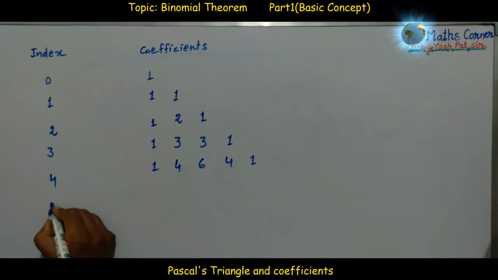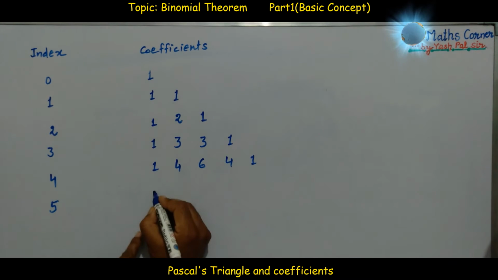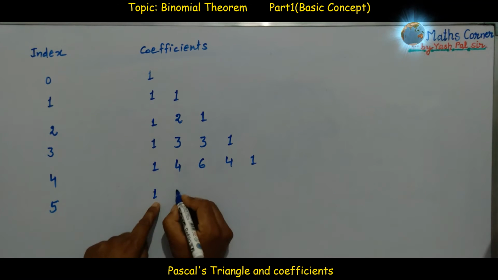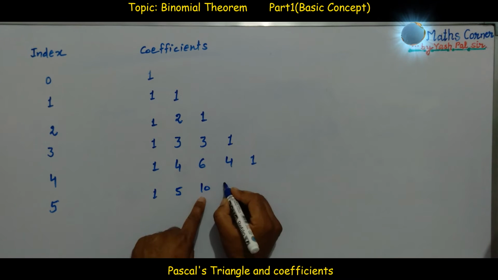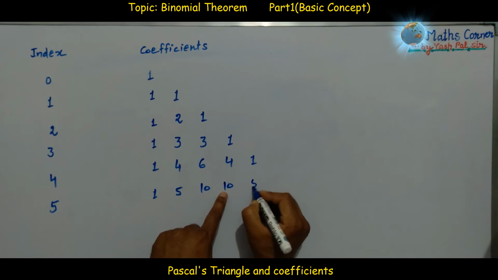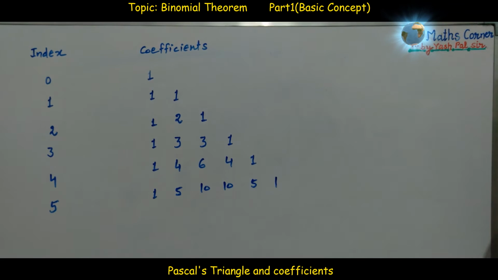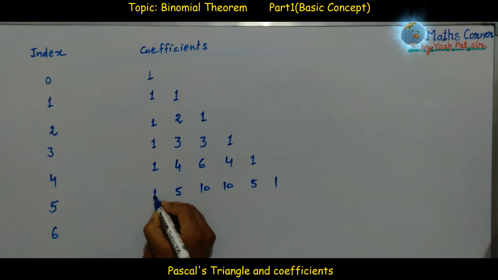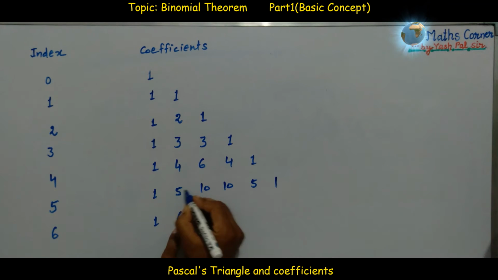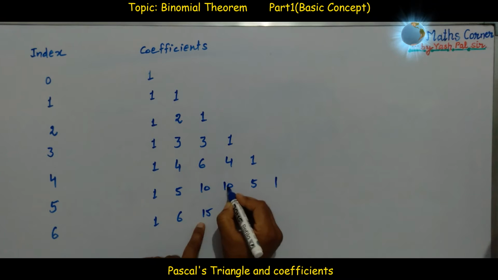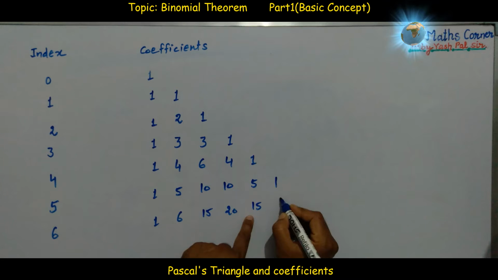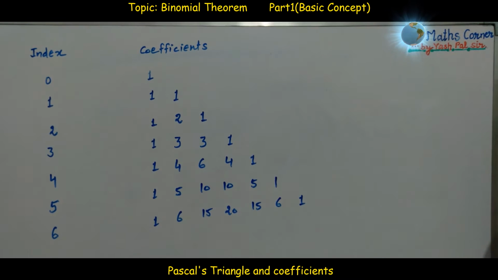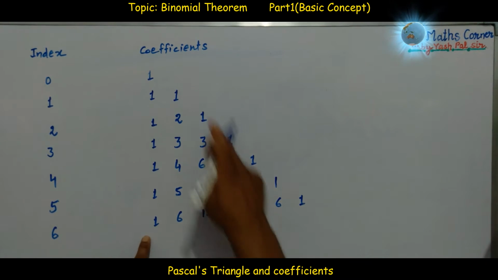Okay, next the index is 5, so we write first of all 1, then 1 plus 4 is 5, then 4 plus 6 is 10, 6 plus 4 is also 10, 4 plus 1 is 5, and lastly we write 1. Similarly, when the index is 6, we start with 1, next is 1 plus 5 is 6, 5 plus 10 is 15, 10 plus 10 is 20, 10 plus 5 is 15, 5 plus 1 is 6, lastly we write 1.